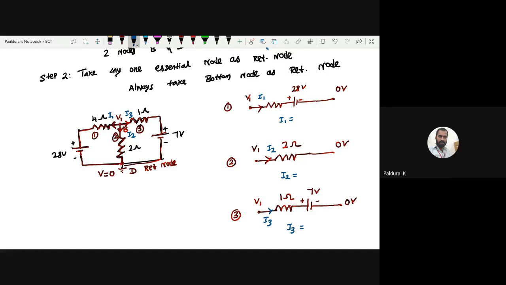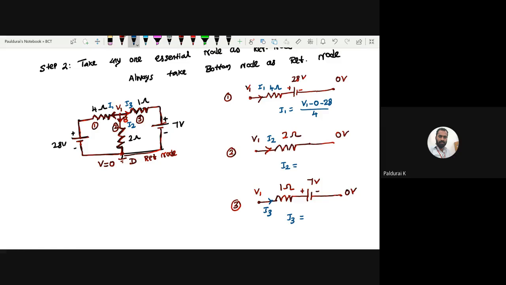Now we can come to the nodal equation. You know how to write the equation for I1, right? What is this R value? This is 4 ohm, right? I1 is V1 minus 28 by 4. Very good. What is I2? V1 minus 0 by 2. Very good. What is I3? V1 minus 0 minus 7 by 1.